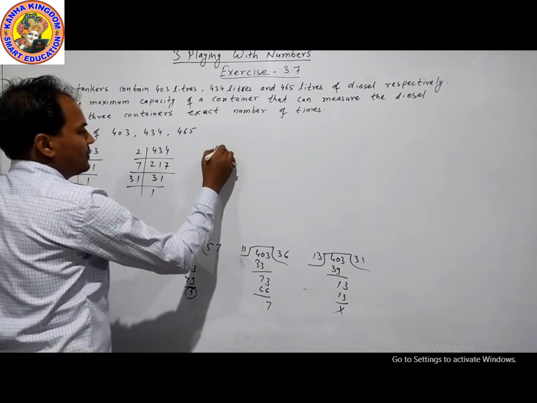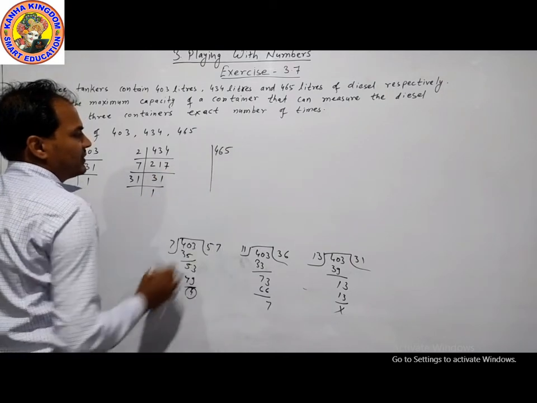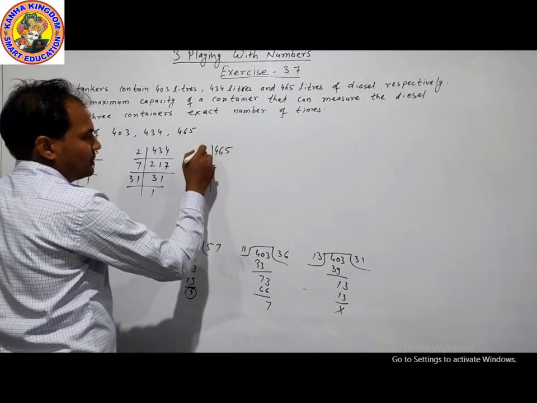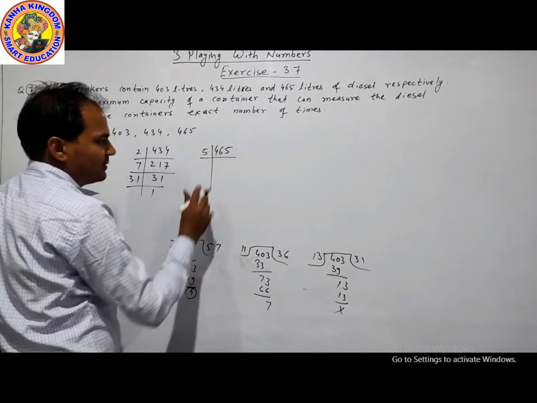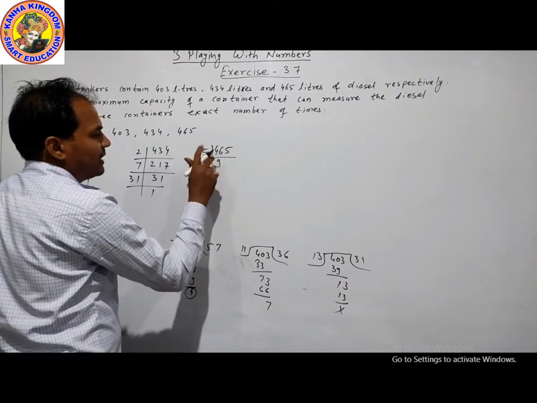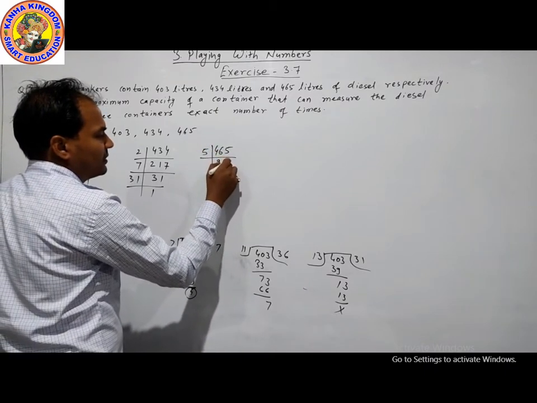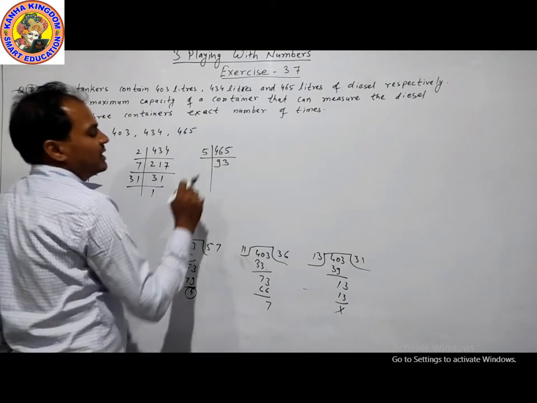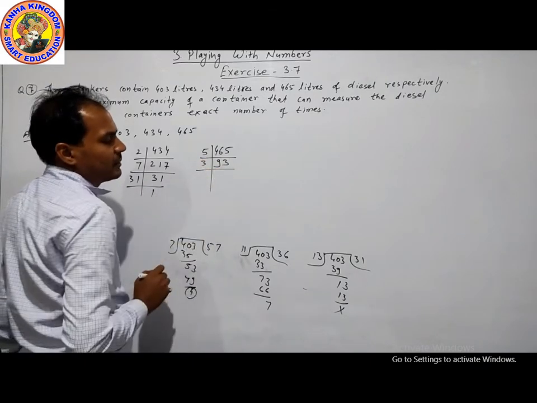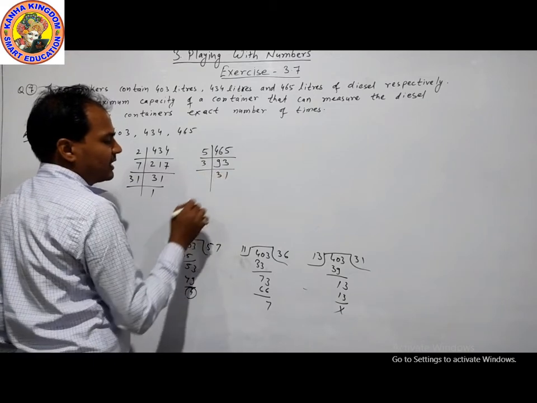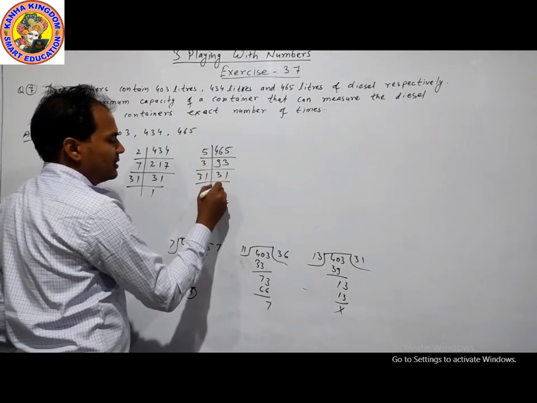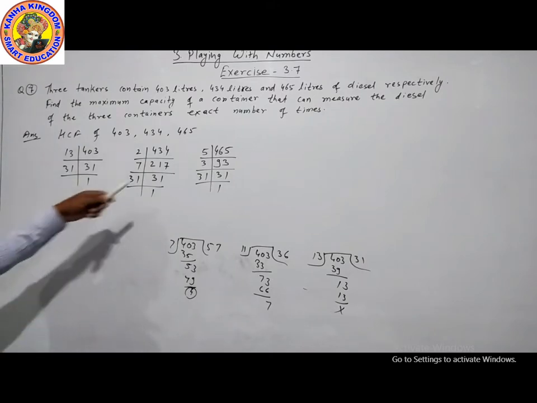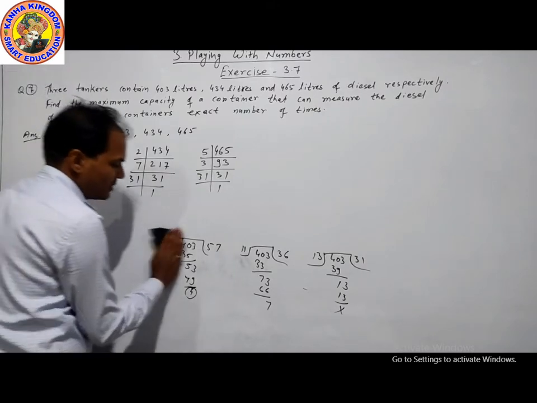Taking the factors of 465. First of all, here is 5, so we will divide by 5. 5 times 93. 9 plus 3 is 12, so we can divide by 3. 3 times 31. This is over, 31. So these are the prime factors of the given numbers.